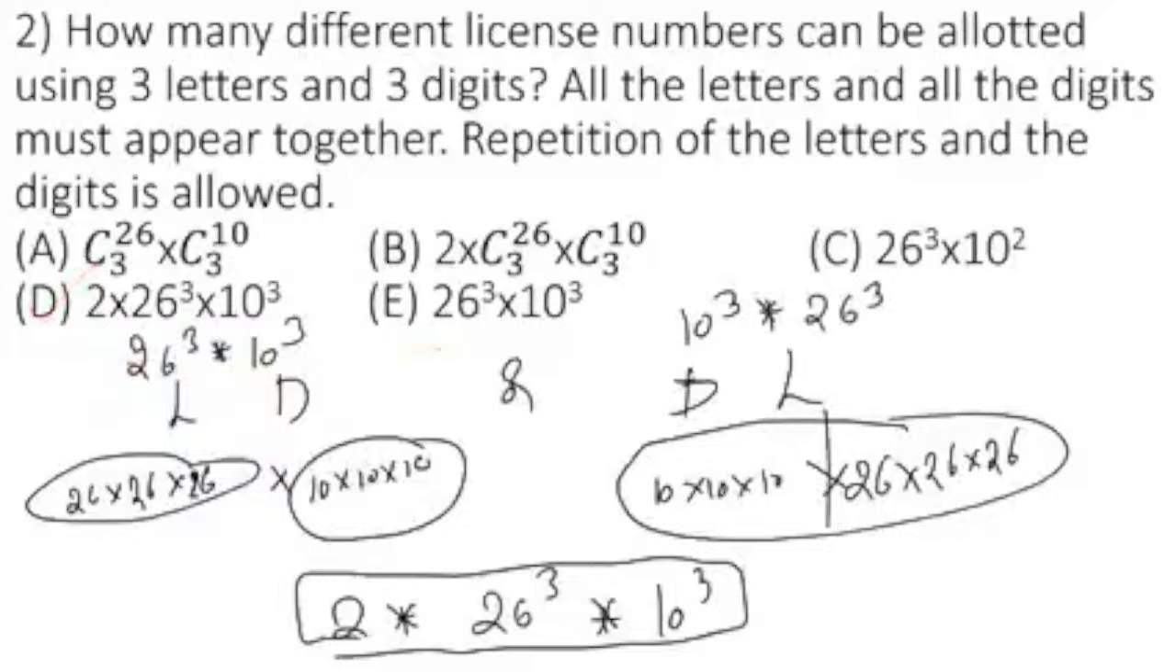So you can see the meaning here: letters then digits, or digits then letters. The possibilities are nothing but 2 into 26 cube into 10 cube. So that's the answer, D here.